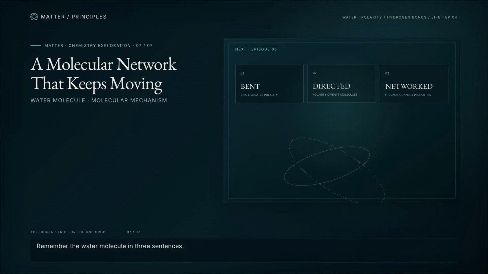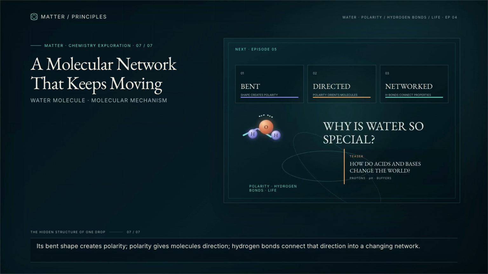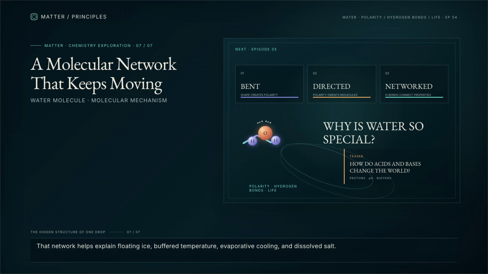Remember the water molecule in 3 sentences. Its bent shape creates polarity. Polarity gives molecules direction. Hydrogen bonds connect that direction into a changing network. That network helps explain floating ice, buffered temperature, evaporative cooling, and dissolved salt.